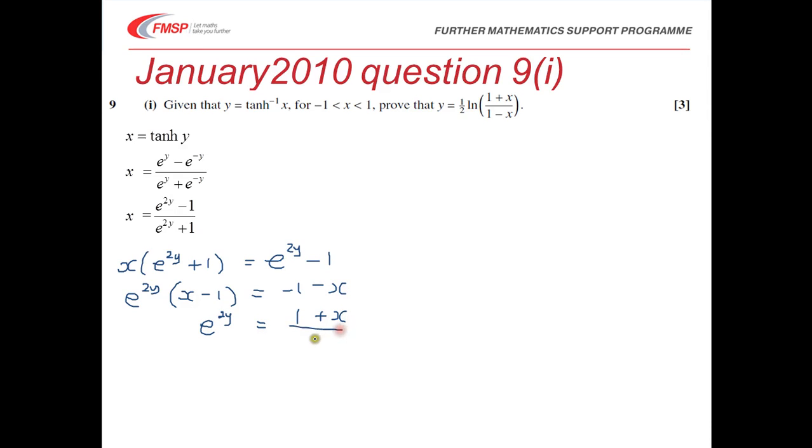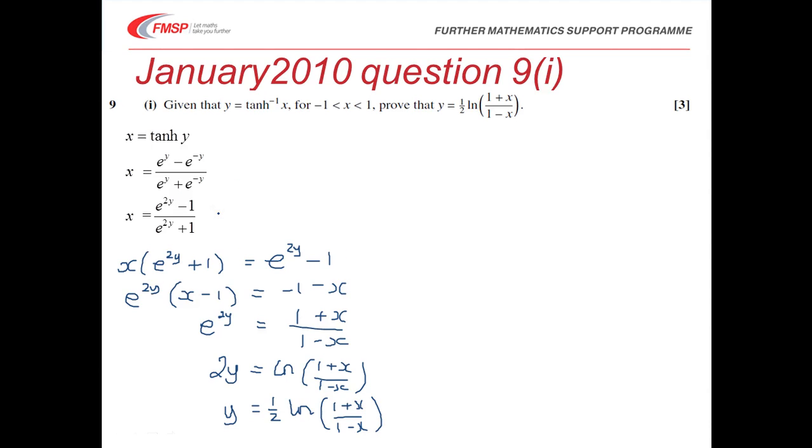So I'll multiply everything by negative 1. We get that, and then of course it's just a matter of taking logs now. And so we end up with the result y equals a half of log of 1 plus x over 1 minus x. Three marks for that question.